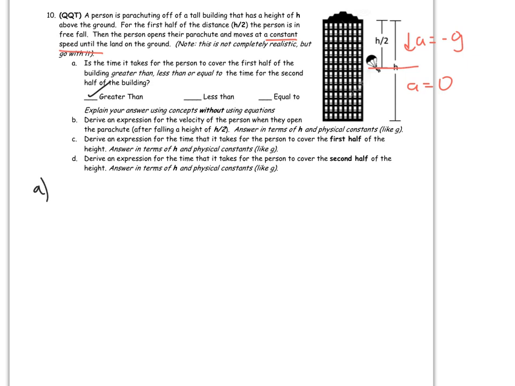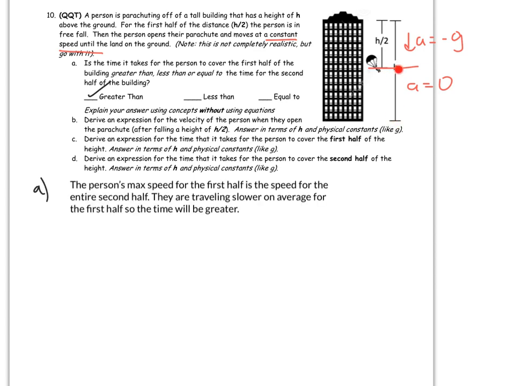They're speeding up to some maximum speed that occurs right here at that halfway point, and for the rest of the time, they're traveling at that maximum speed. So for the entire first half, they're traveling slower than the constant speed that they maintain for the entire second half, and therefore it will take more time to cover the first half than it does to cover the second half.